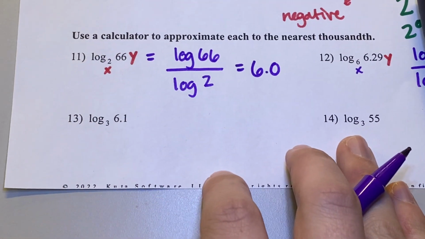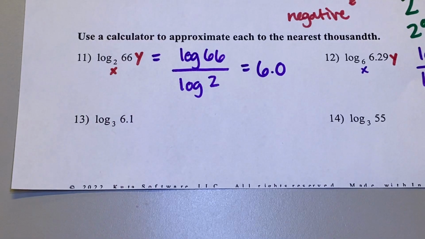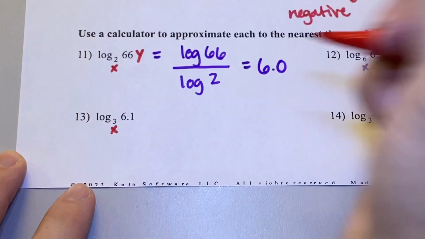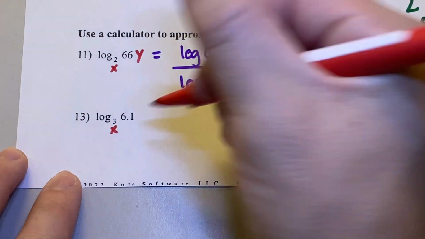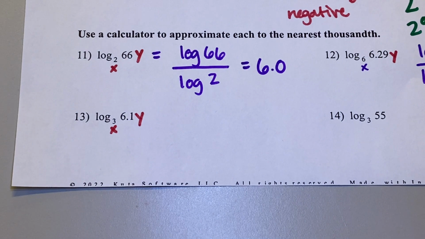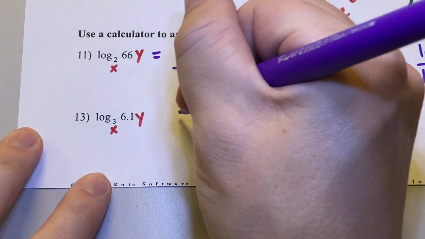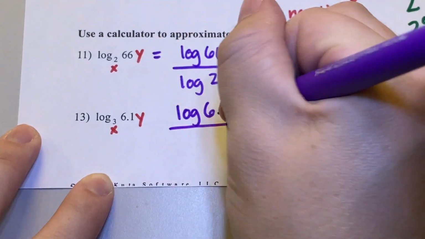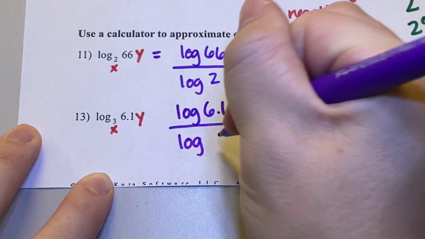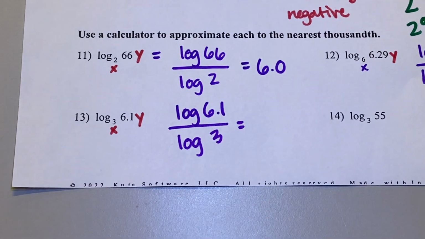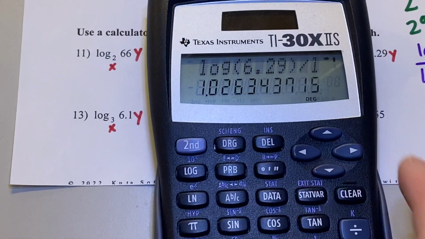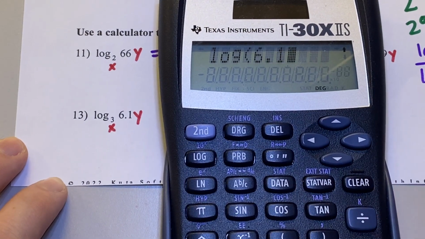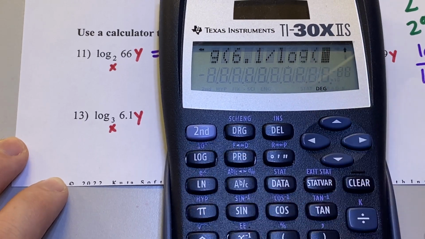Maybe now you can even try it on your own, see if you get the same answers as us. What's in my X spot? What's my base for 13? 3. What's in my Y spot? 6.1. Which one goes on top when dividing? Y. Log of 6.1 divided by log of 3. Easy peasy. Let's just punch that into our calculator. We have log of 6.1 divided by log of 3.